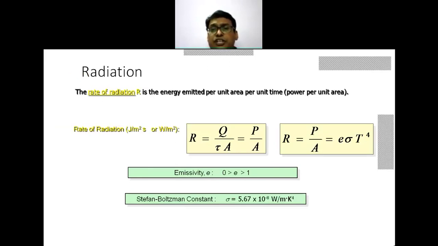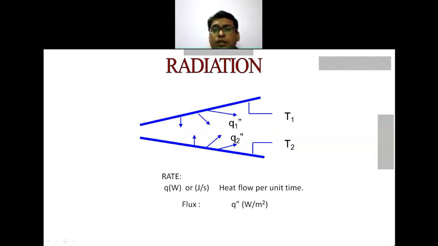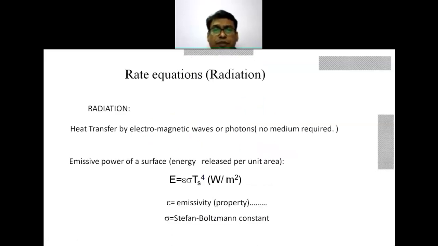So this is the rate of radiation, the energy transmitted per unit area per unit time. That is, joules per meter square second, or you can write it in terms of watts per meter square. Now there are two surfaces, and from one surface Q1, the heat, is radiated, and from surface 2, which is at a temperature T2, Q2 amount of heat is radiated. So heat flow per unit time per unit area is nothing but watt per meter square, which is a flux.